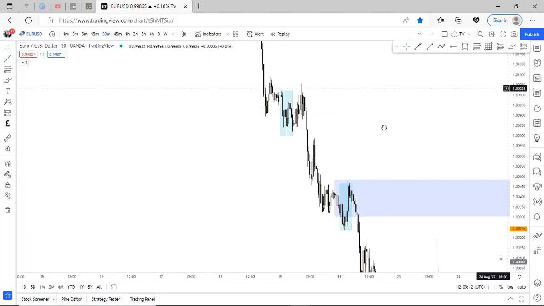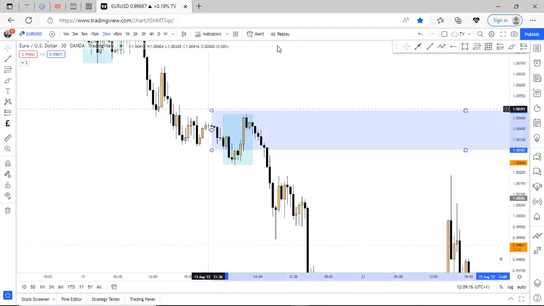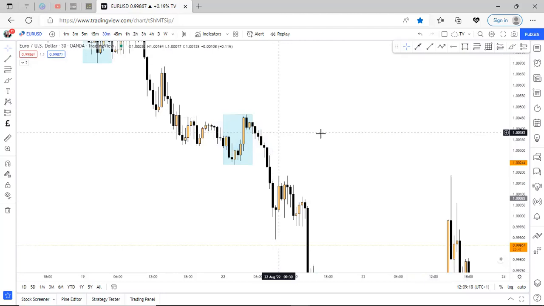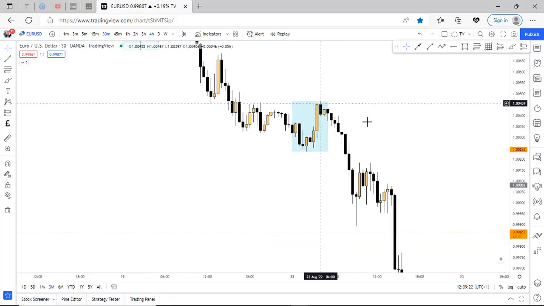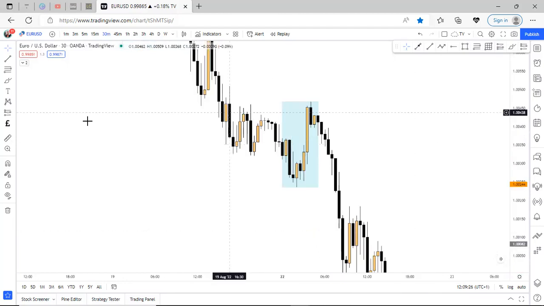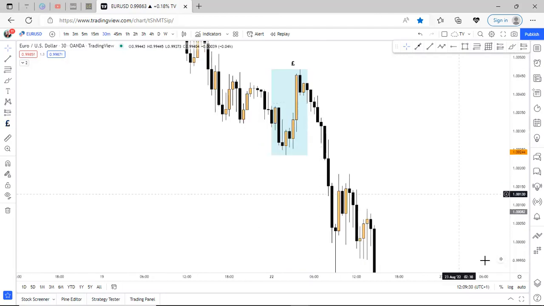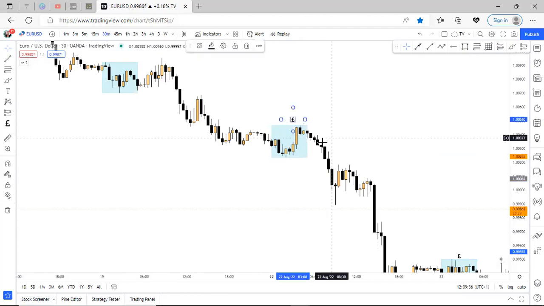So moving to the left, you can see right here at this particular day, after we printed the Asian range, as you can see, price didn't take out the Asian range high before it moved to the downside. So there are times you will not be able to get entry.